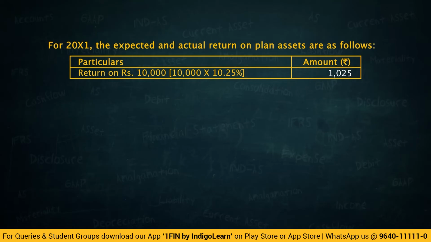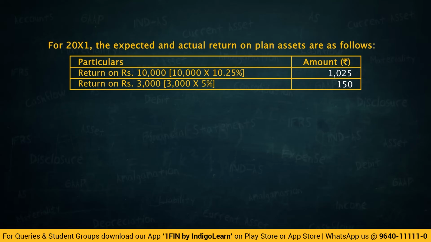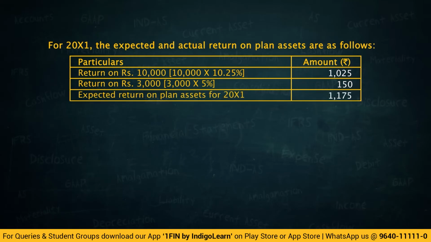That will be 1025. Then on extra 3,000, I told you what that 3,000 is, right? It is the difference between 4,900 and 1,900. That 3,000 was invested back into the plan somewhere mid of the year. So for that 3,000, interest rate is 5% for 6 months. So we do 3,000 into 5%, that's a 6 months rate. So that comes to 150 rupees. Now, what is the total expected return on plan assets for the entire year? 1025 plus 150, 1175. Excellent.